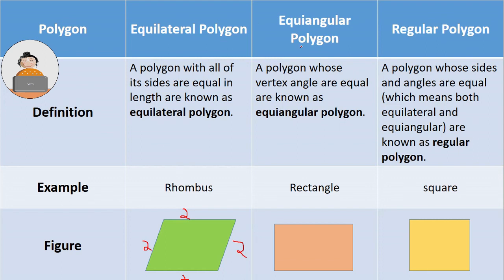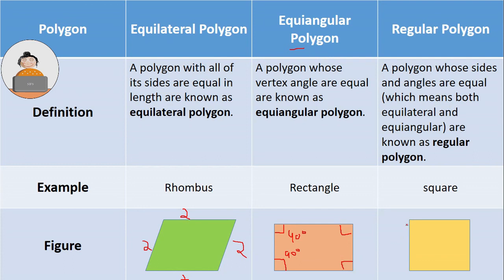Second is an equiangular polygon, a polygon whose interior vertex angles are equal is known to be the equiangular polygon. Example I have taken is of rectangle, where you can see each angle of a rectangle is of 90 degrees. Each interior or vertex angle is of 90 degrees, which makes this rectangle an example of an equiangular polygon.